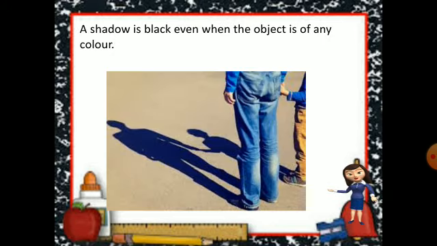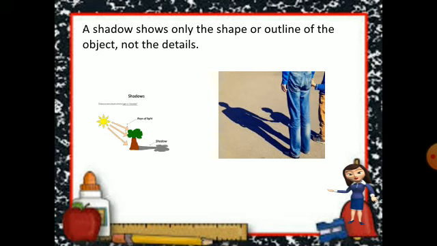A shadow is black even when the object is of any color. A shadow shows only the shape or outline of the object, not the details.